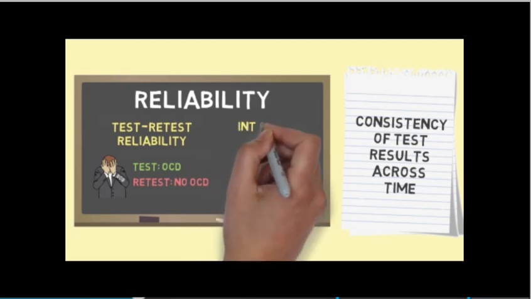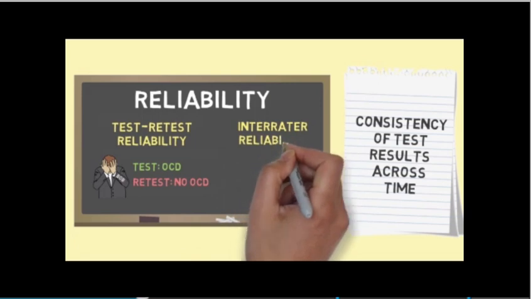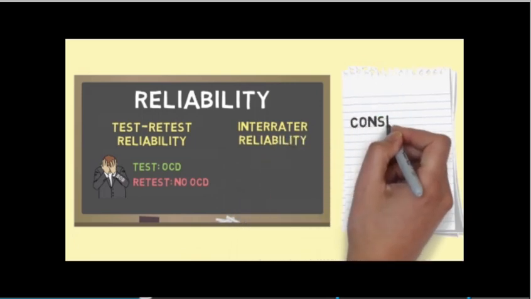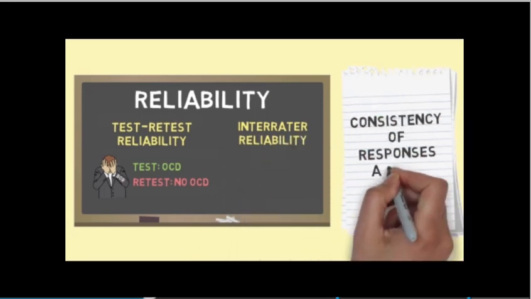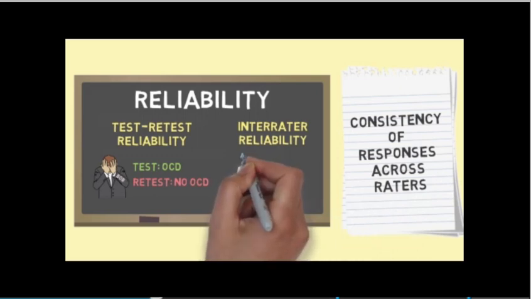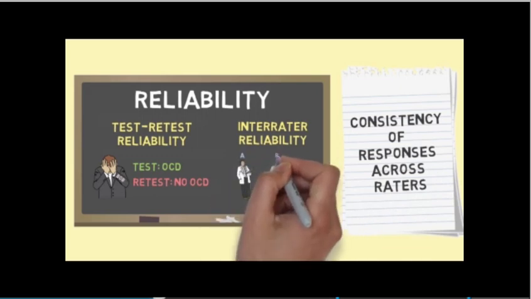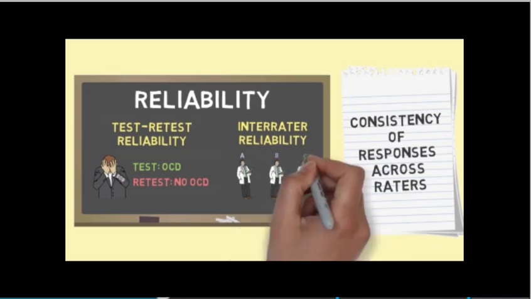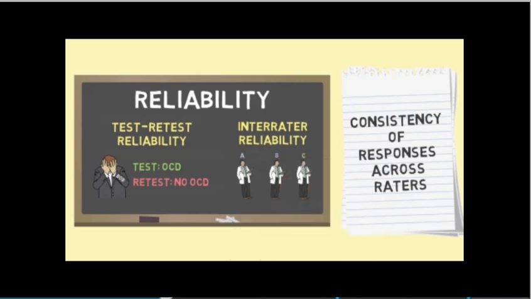Next, we have inter-rater reliability. This is a measurement of the consistency of responses across raters. For instance, if 3 different doctors use the same manual to diagnose Bob, how consistent will they be in their diagnosis? There would be great inconsistency or low inter-rater reliability if Dr.